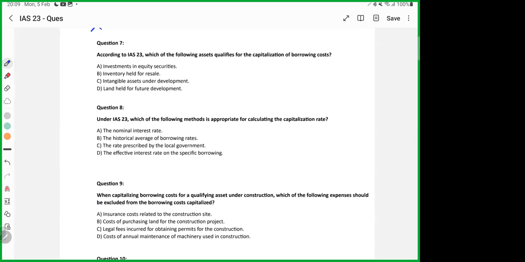Question 7. This is also a tricky question. Intangible assets under development. See, again, they are playing with words here. They use the words future development.